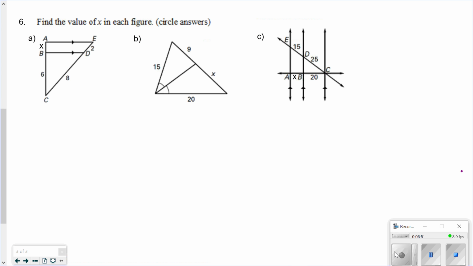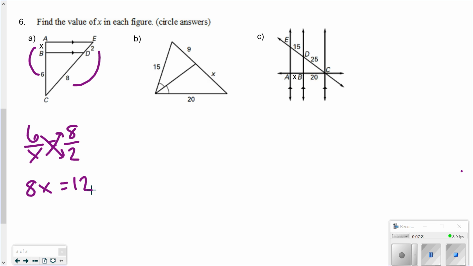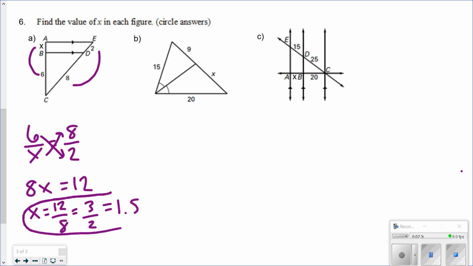And our last problem here, find the value of x in each figure. So for part A, I'm going to compare my sides again. So 6 over x is equal to 8 over 2. Cross multiply, so that would become 8x. 6 times 2 is 12. So we end up getting that x is equal to 12 over 8, which will simplify to 3 over 2, which also simplifies to 1.5. So any of those answers I would accept on the quiz.